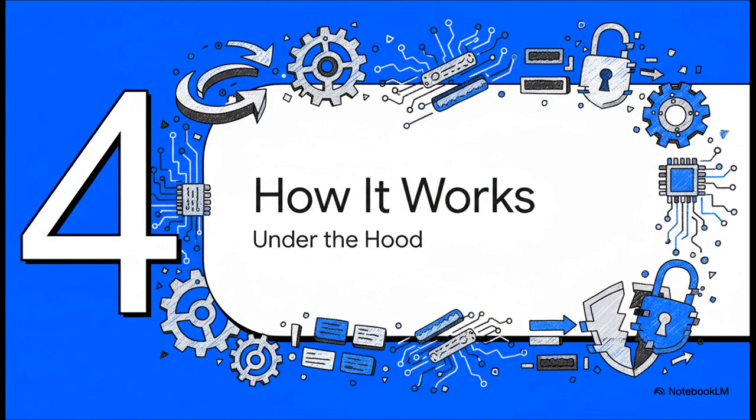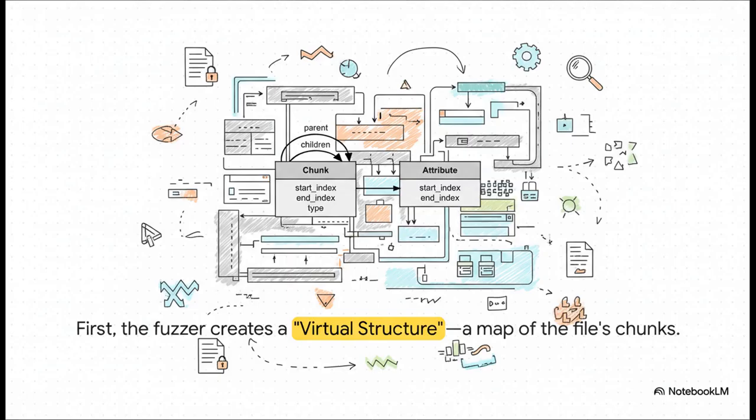Okay, so that's the high-level concept. It sounds pretty cool, right? But how does it actually work under the hood? The whole process starts by taking a valid file and a file format specification, basically a rulebook. It parses that file to create this incredibly detailed map, what it calls a virtual structure.